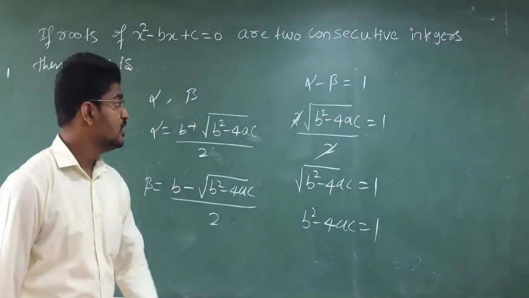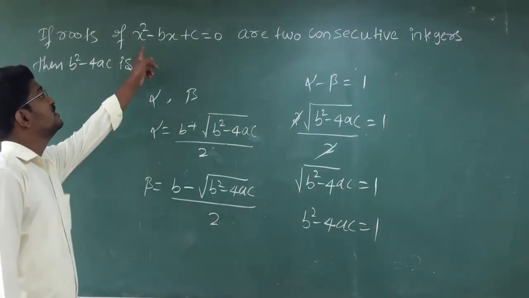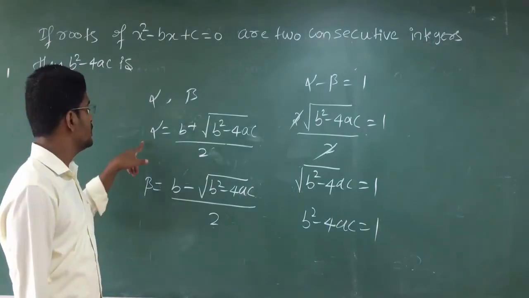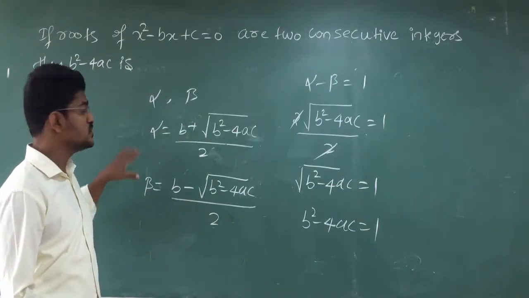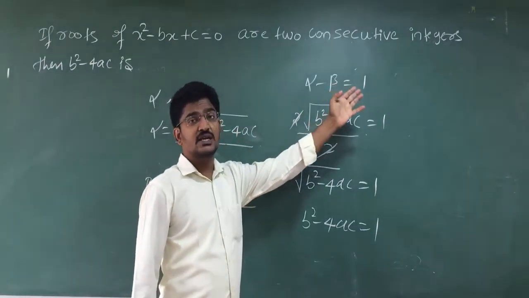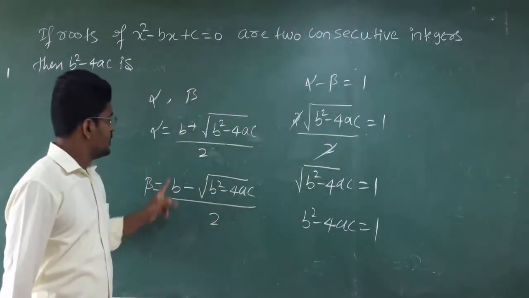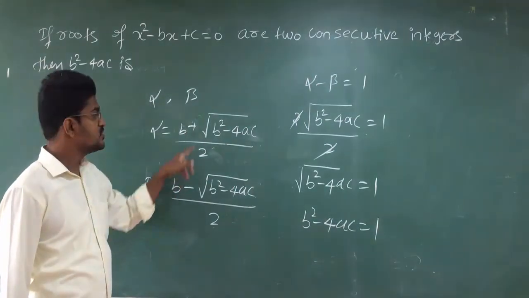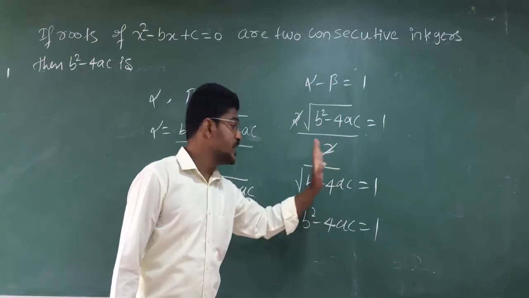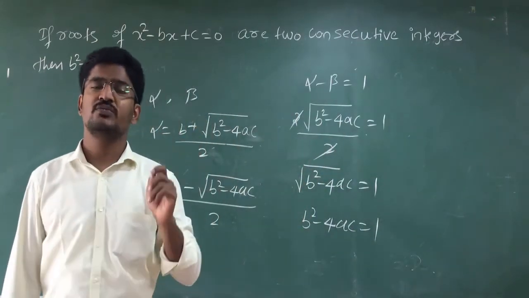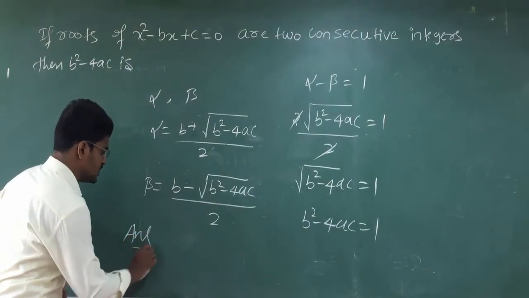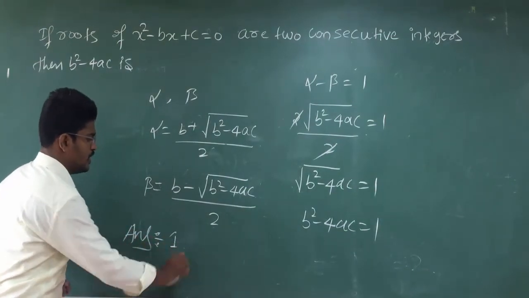Clear? So a very simple question. This is the given algebraic equation. From this, alpha and beta are the two roots. These two roots are consecutive integers, so if I subtract them, it must be equal to 1. Therefore, alpha minus beta is equal to 1. b and b will get cancelled, minus into minus will be plus. 2 times root of b square minus 4ac divided by 2 will be equal to 1. The 2 will get cancelled. So if I remove the roots, b square minus 4ac will be equal to 1. Therefore, your answer is going to be 1.